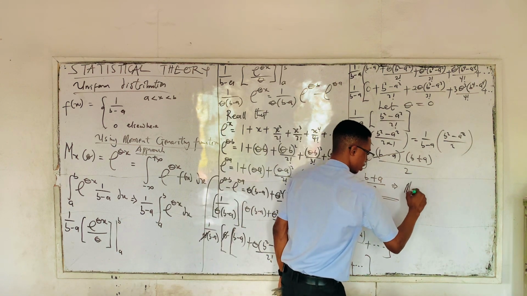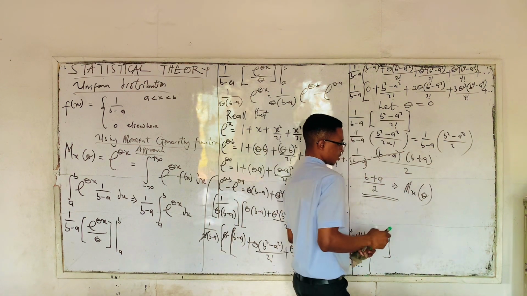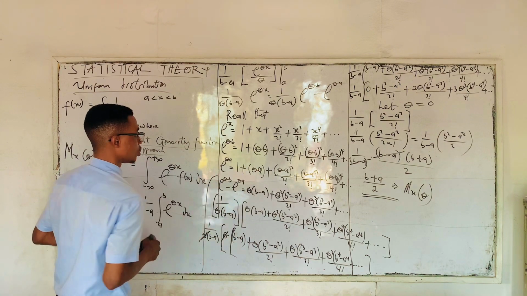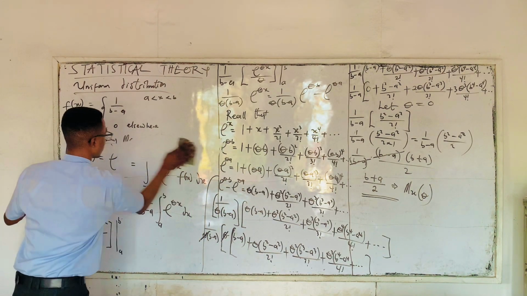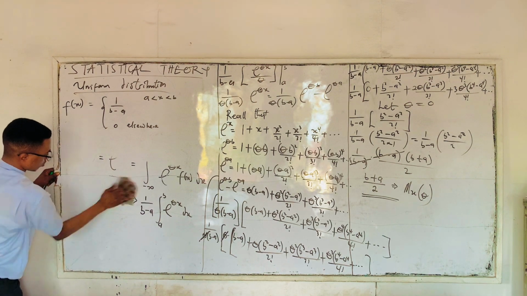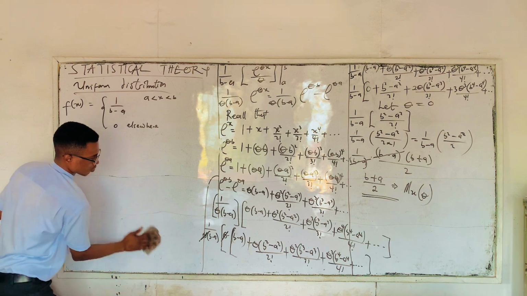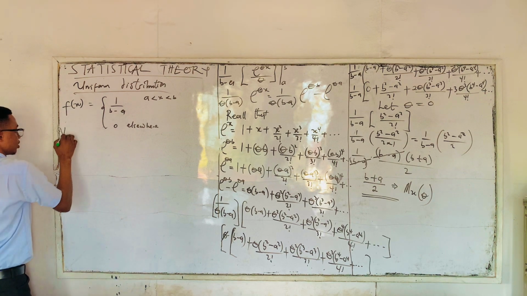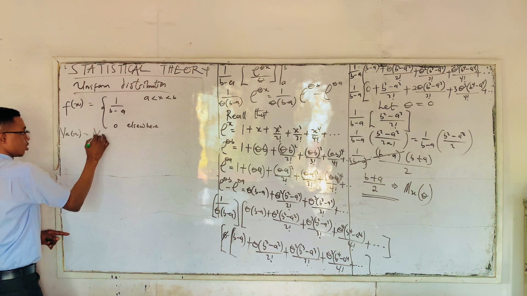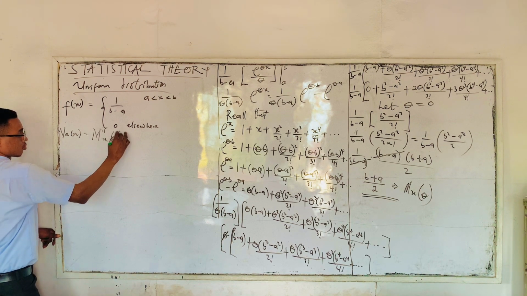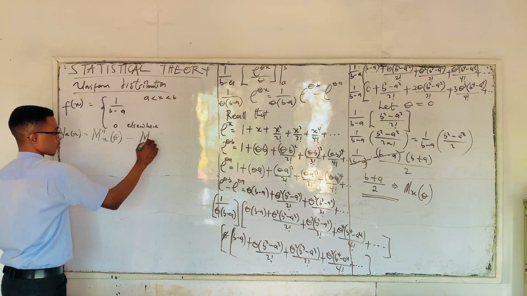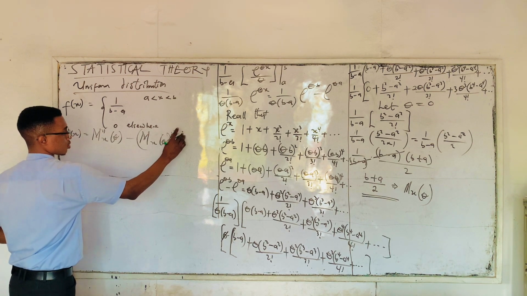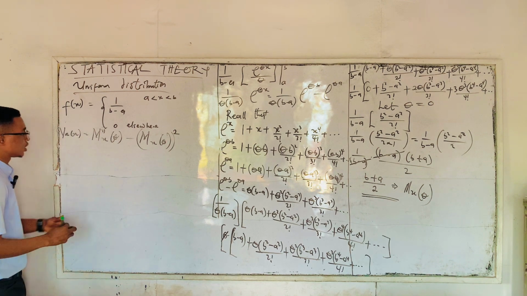which is M_X prime of theta. Now, to get the variance of the uniform distribution using this approach, we have, of course, the var(x) is equals to M double prime minus M prime all squared. So this is the var(x).